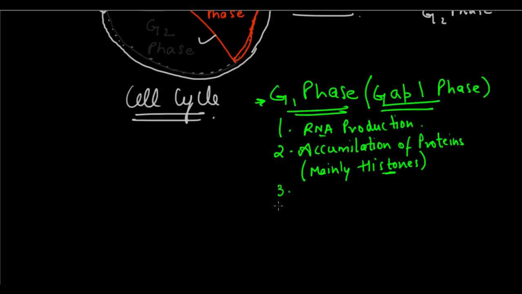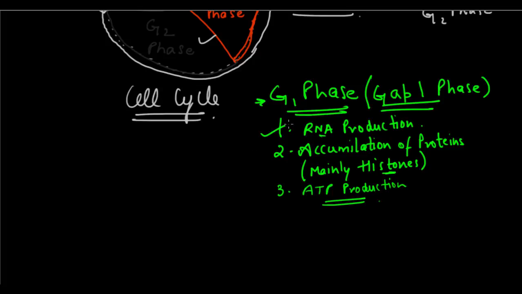And the third basic thing, obviously, because this is very, very essential for any active biochemical process, is ATP production. So we have ATP production for energy to carry out the cell cycle.